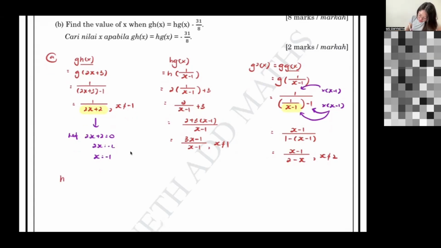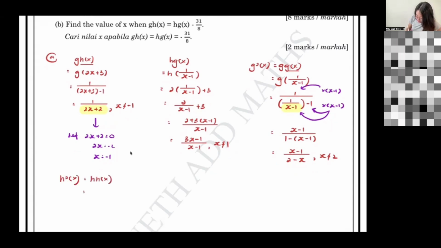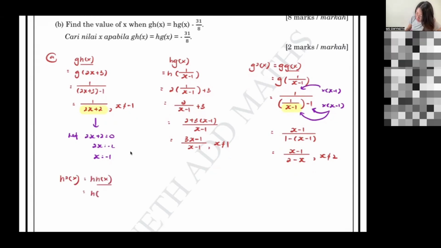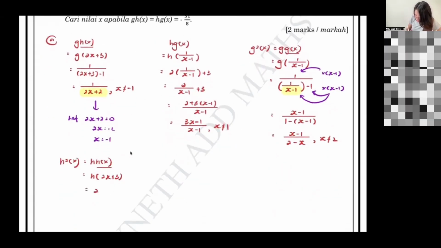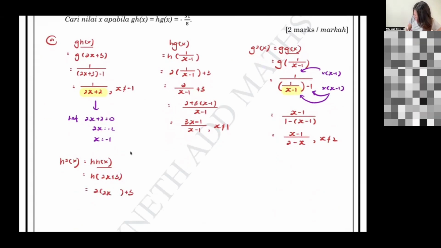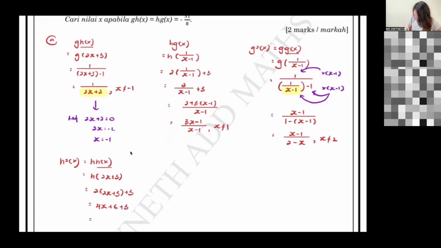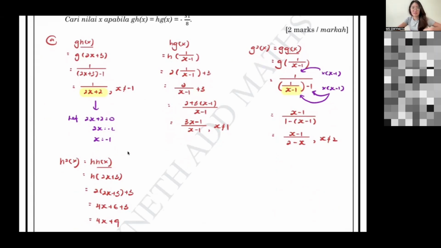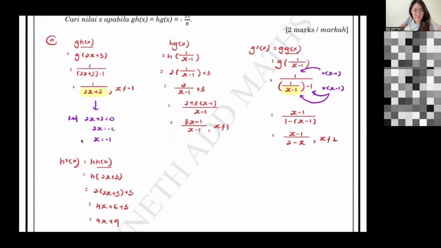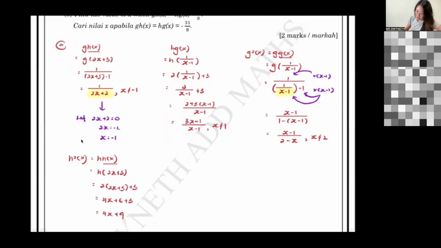Then H square x, meaning HH(x). H inside first. This is 2x plus 3. One more time, 2x plus 3. Copy from the top. Then your answer will be 4x plus 6 plus 3, 4x plus 9. Done for A. A, 8 marks, each 2 marks.